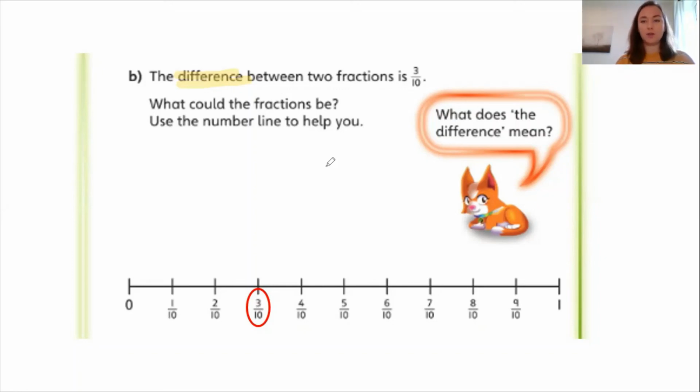So what this question is really asking us is to find two fractions that when you take one away from the other, the answer is 3/10. I've put a circle around that on the number line for you. And just like with part A, there's loads of different possible answers for this one. Have a go at working some out.